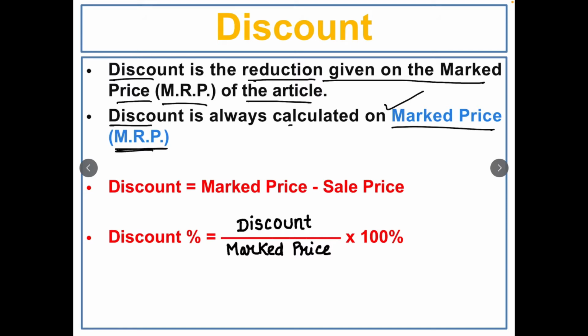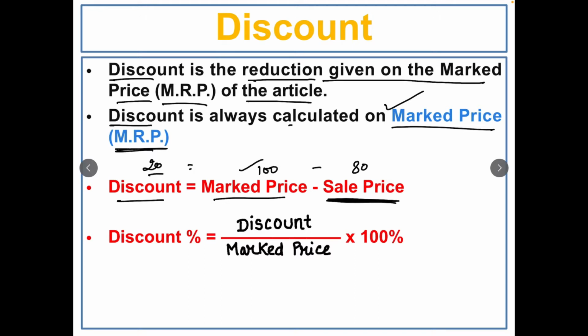Okay, so discount is basically the marked price minus the sale price. So let's say the marked price on an article is 100 rupees, and the shopkeeper is selling it for 80 rupees. So marked price minus the sale price, the result you will get is 20. So the discount given on this article is 20 rupees.